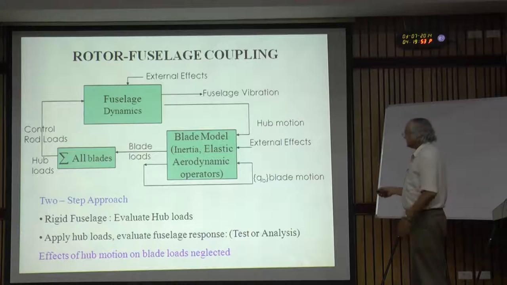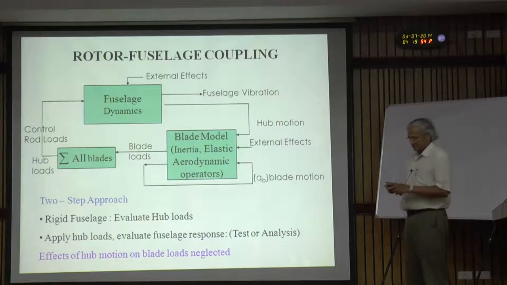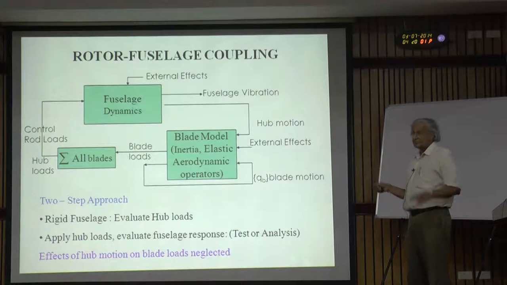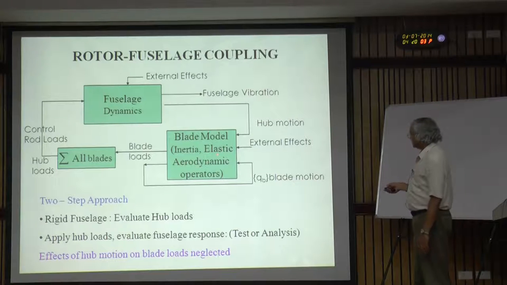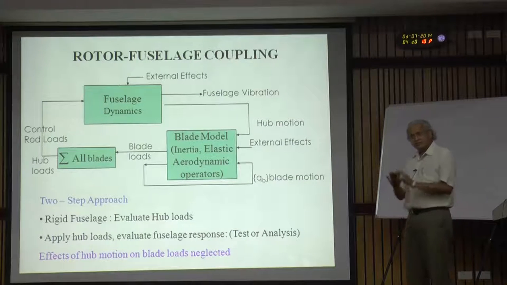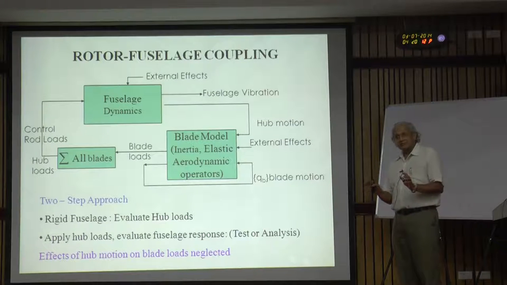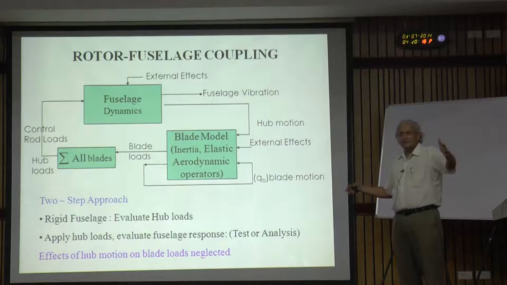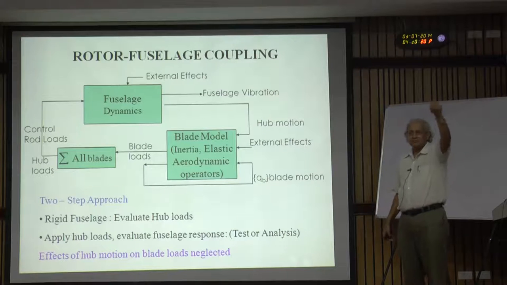Then you calculate, because then the motion is only u, v, w, that rotation, that's all. There is no flexible mode, nothing is included. You take that, you calculate the hub loads. Once you have done that calculation, then you take that load in a test, you build the fuselage, you apply the load at the rotor hub.